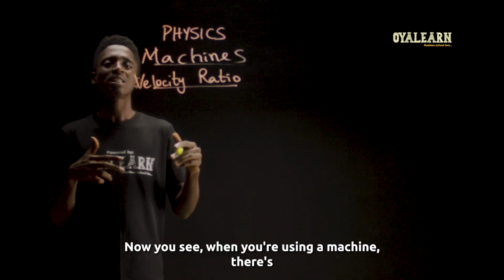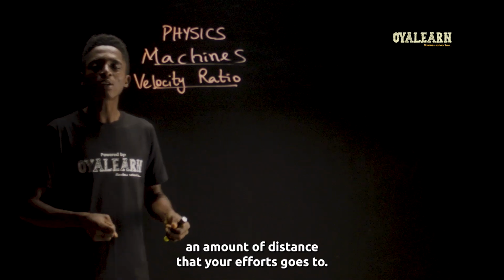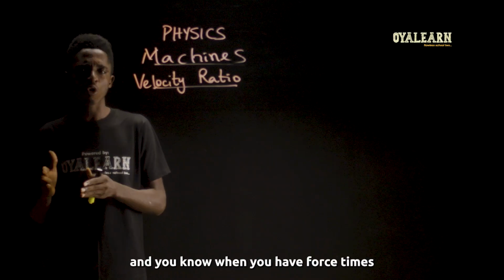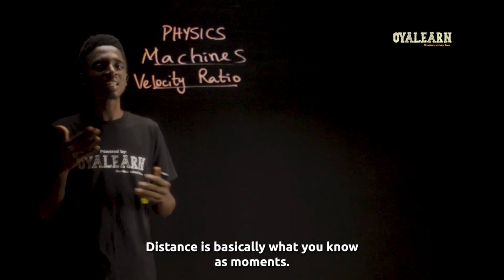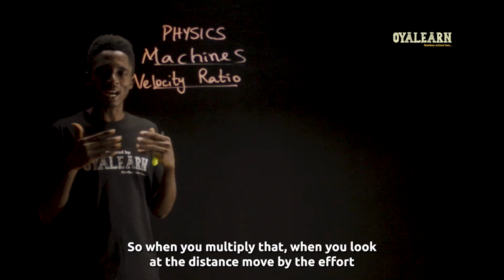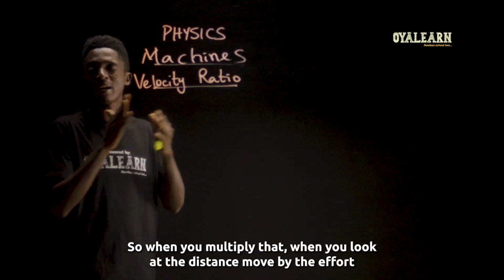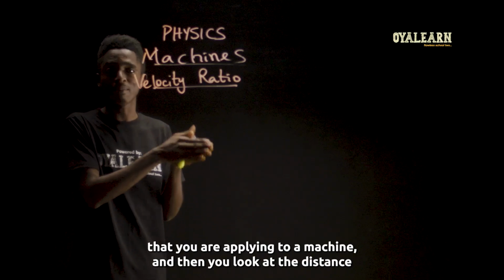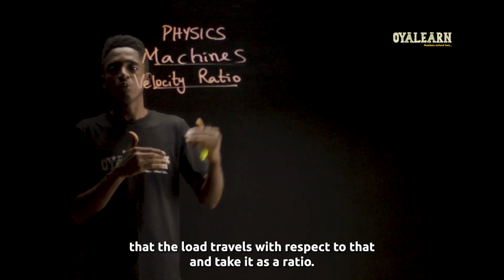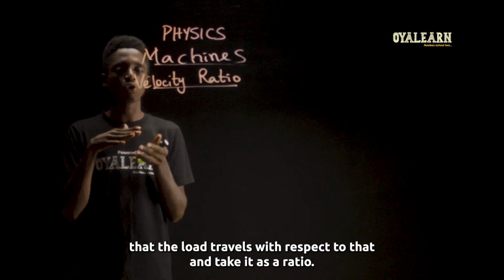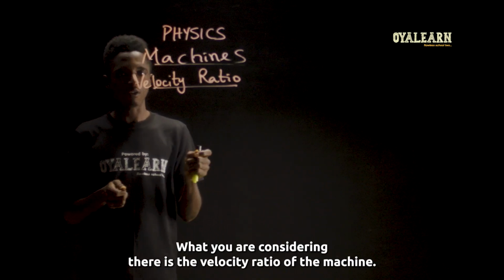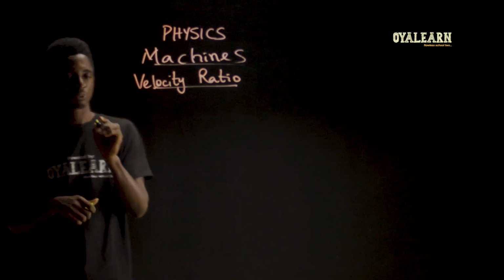You see, when you're using a machine, there's an amount of distance that your effort goes through. And force times distance is basically what you know as moment, right? So when you look at the distance moved by the effort that you are applying to a machine, and then you look at the distance that the load travels with respect to that and take it as a ratio, what you are considering there is the velocity ratio of a machine. Let's put it down.